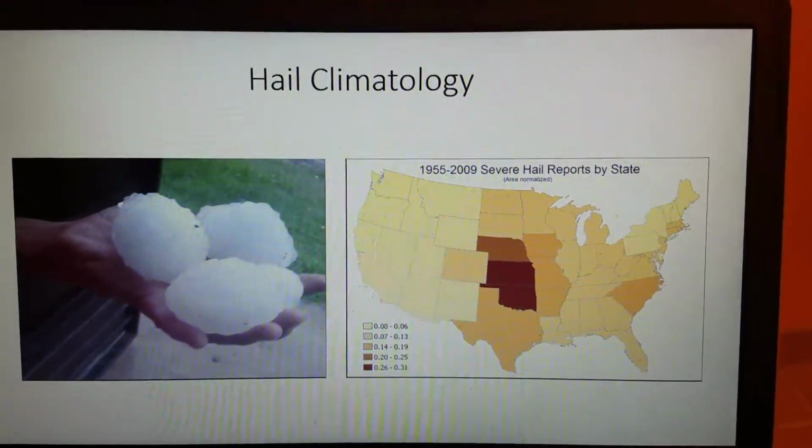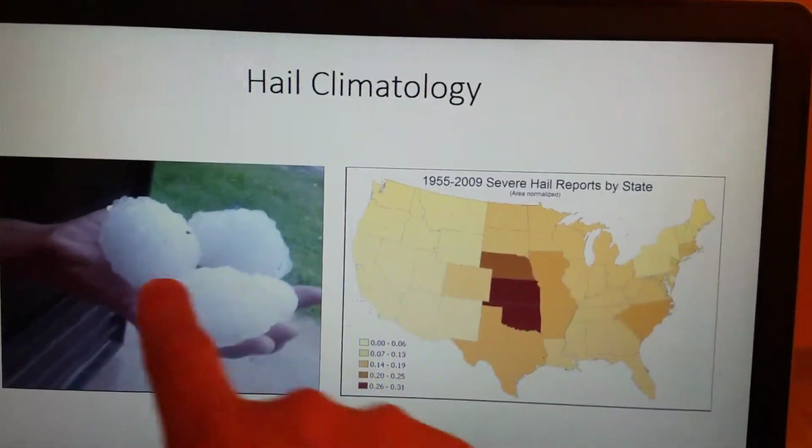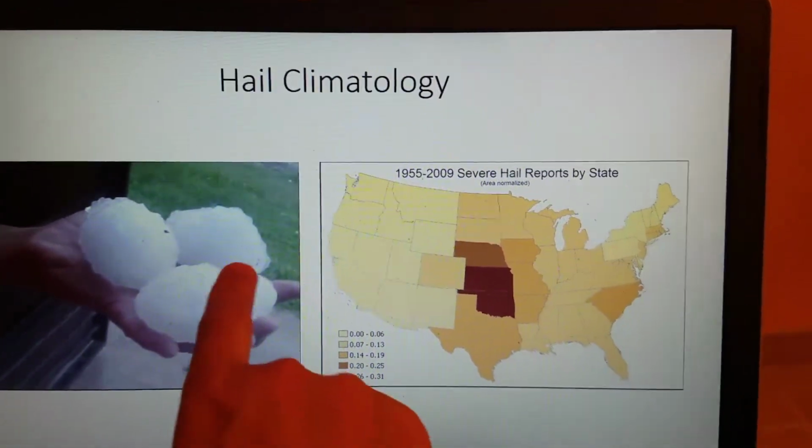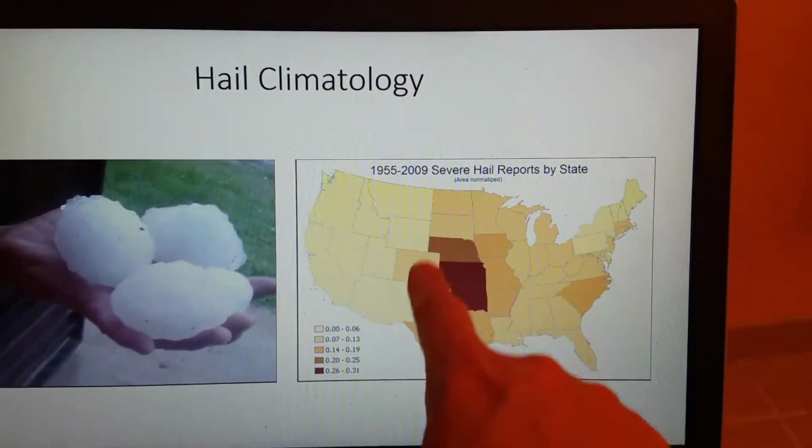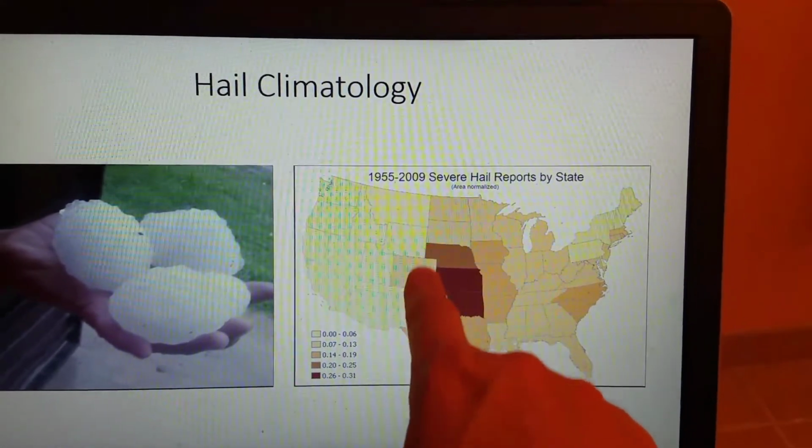Hail climatology. Look at how big these hailstones can grow. This is a person holding these large hailstones in Argentina. Generally, the hail frequency is greatest over the Central Plains states, Oklahoma, Kansas, and into Colorado.